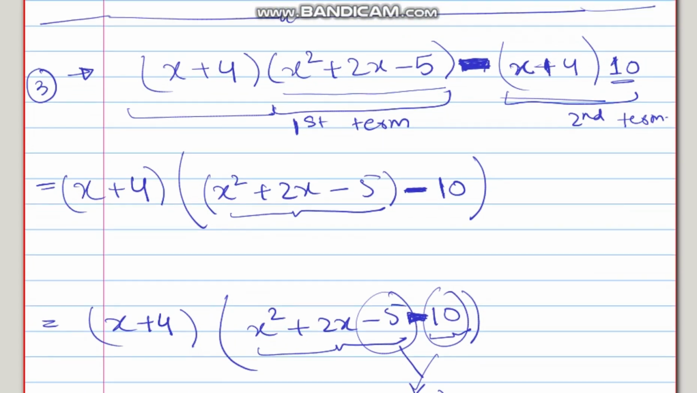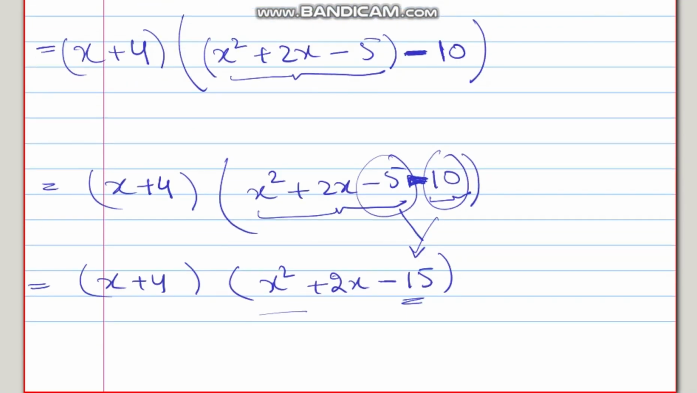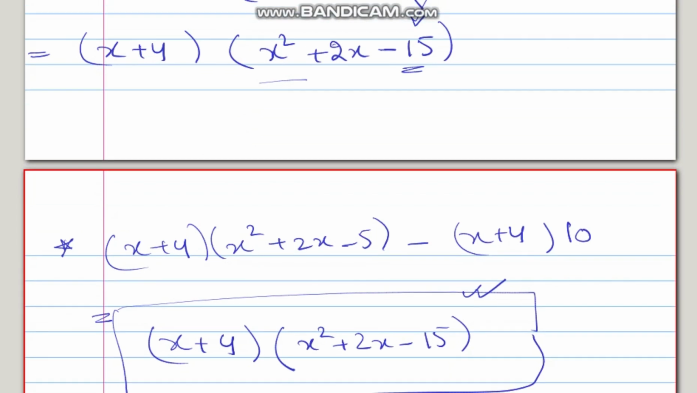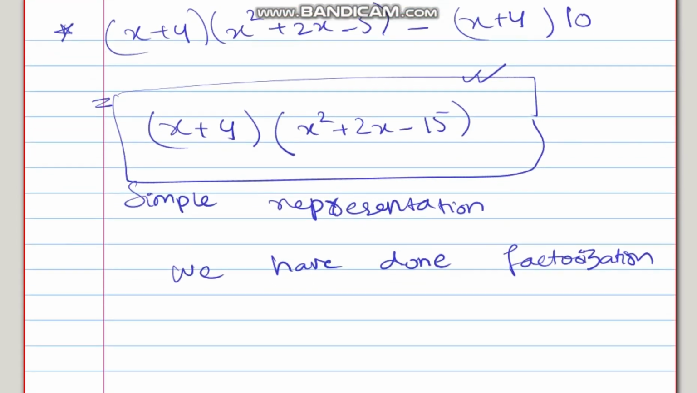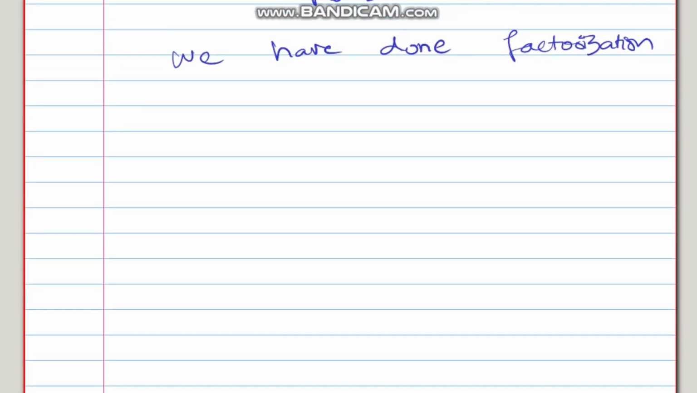this type of polynomial, x plus 4 into this, x plus 4 into 10. What is common? X plus 4 is common in both. So we have taken the x plus 4 outside, and this thing is remaining. And again, after this, we add the 5 and 10. So please add the 5 and 10, it will be 15, and the sign will be minus, because both contain the minus sign, okay? So this is the simple representation, and we have studied till this.